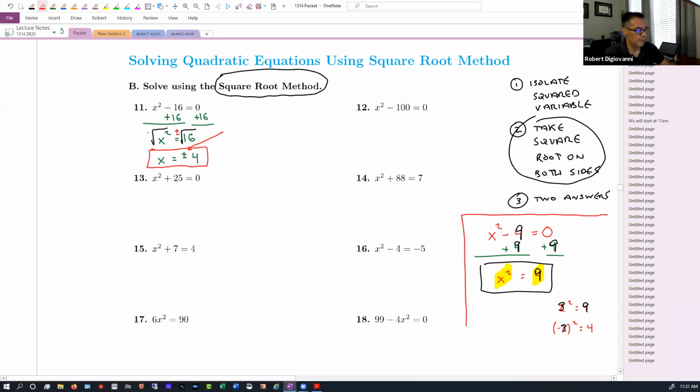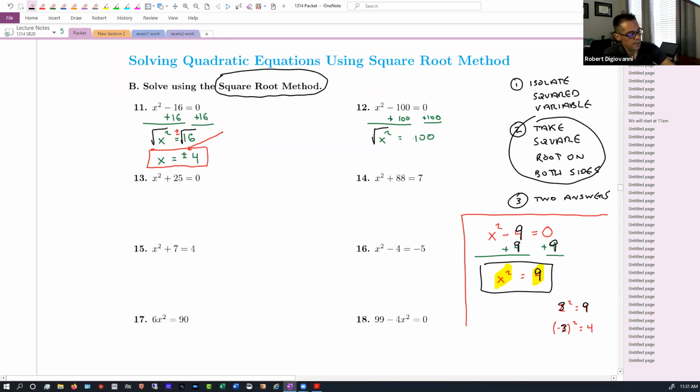Let's look at 12. It's an equation. It's quadratic. It's got an x squared term, but it's missing the x. So I can use this method. I can add 100 to both sides. I'll get x squared equals 100. Then I take the square root on both sides.